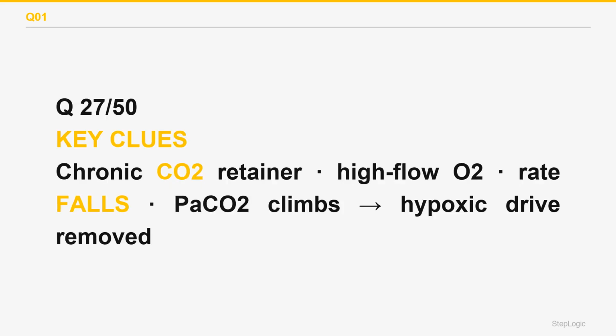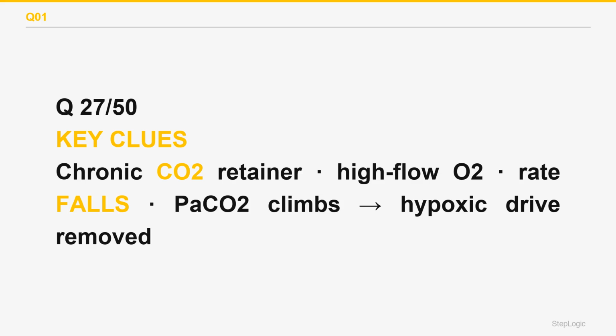Central chemoreceptors in the medulla sense hydrogen ion concentration in cerebrospinal fluid driven by CO2 crossing the blood-brain barrier, and they normally supply the great majority of ventilatory drive. In a chronic retainer, cerebrospinal fluid bicarbonate rises over time to buffer that acidity, and the central receptors adapt. They stop responding to a chronically high CO2.